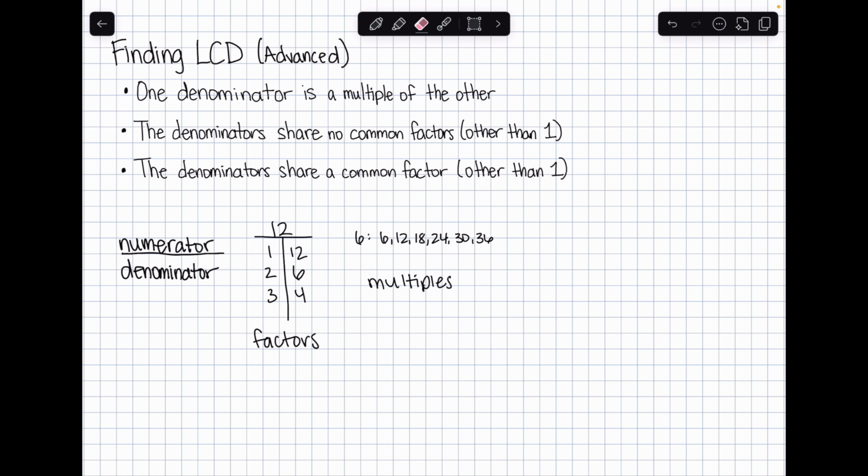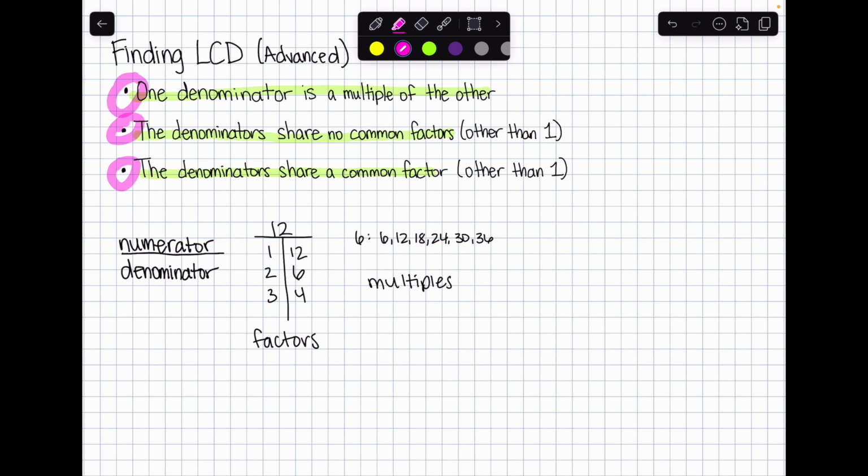In this video, I'm going to be showing you an advanced way to find the least common denominator. So we're going to break this into 3 different scenarios. The first scenario is when one denominator is a multiple of the other. There is something you need to do to find the least common denominator. In the second scenario, the denominators share no common factors. And in the third, the denominators share a common factor. So depending on which one of these 3 categories your denominators fall into, you will do something different.